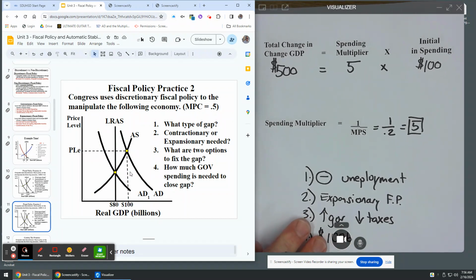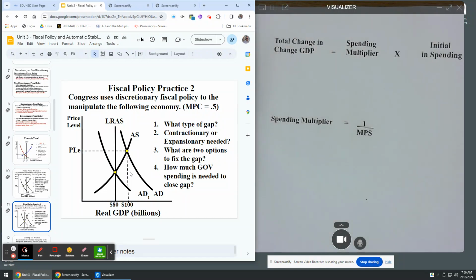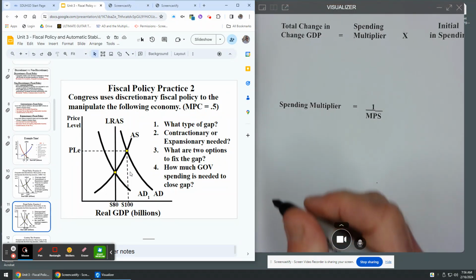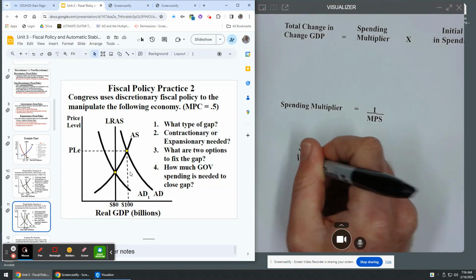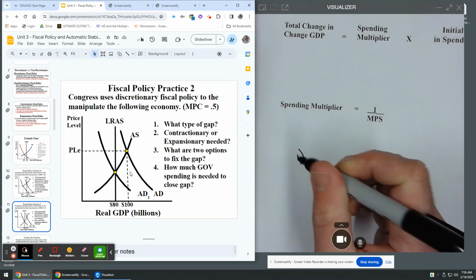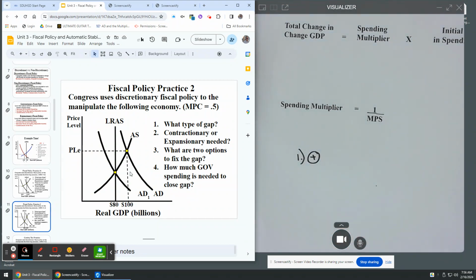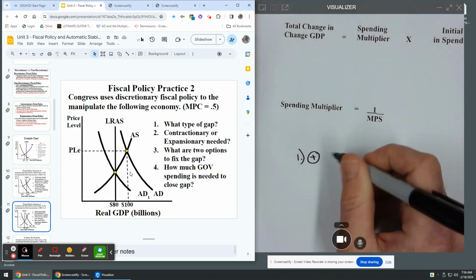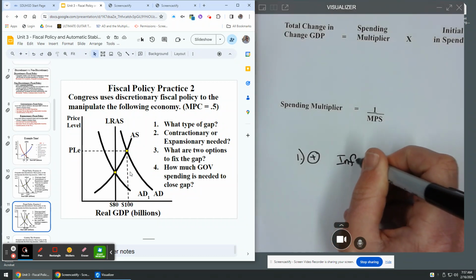Let's flip our page. In this case, what type of gap is shown? All right, this time it's a positive output gap. What is the problem with a positive output gap? We have high inflation.